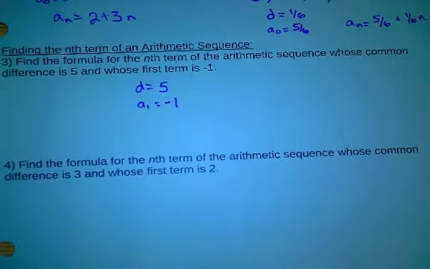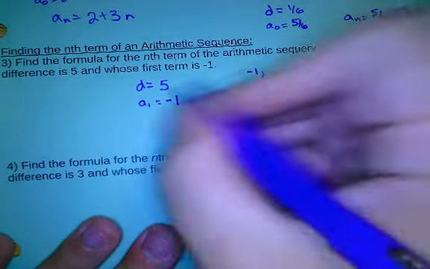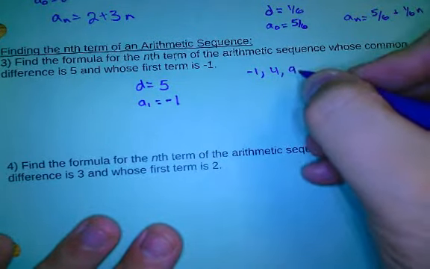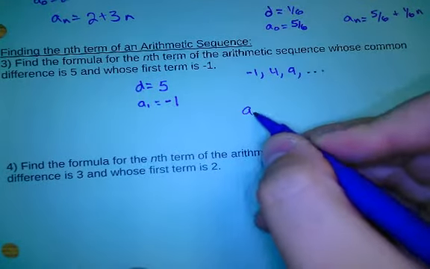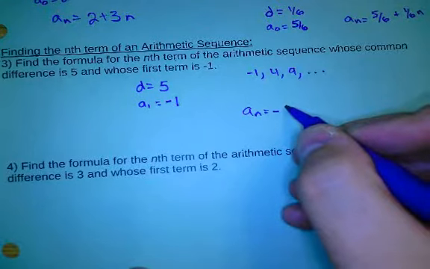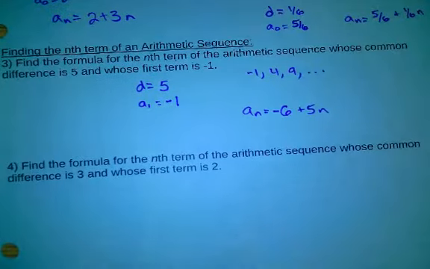What would the 0 term be? So actually, let's go with this. Let's write this out a little bit. What would this sequence be? So the first one is -1, and then the next one is 4, and then it's... And you get the idea, right? Okay, so what's a sub n? So does that help by writing it out a little bit?